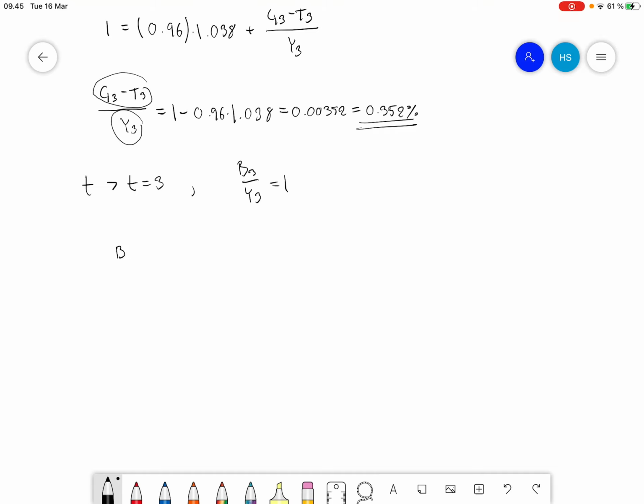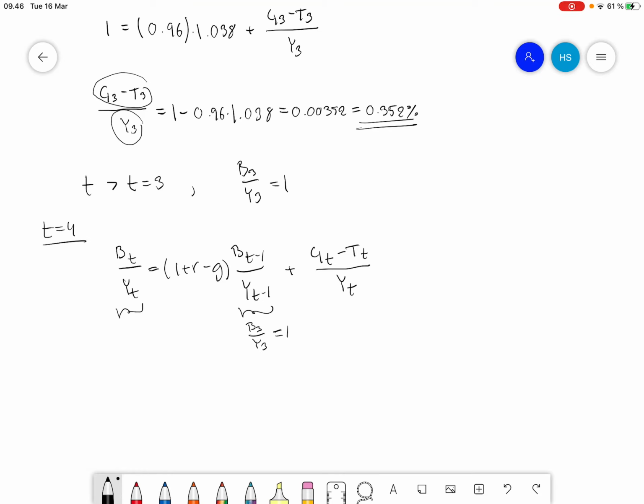Well, we write up the real debt to GDP ratio in period T. It can be any T, any period, as long as T is greater than 3. BT over YT should be equal to 1 plus R minus G times BT minus 1 over YT minus 1, plus government spending in period T minus taxes in period T over output in period T. So assume that we are in period 4. If we are in period 4, then this here will be the real debt to GDP ratio in period 3. And we know that this one is equal to 1.